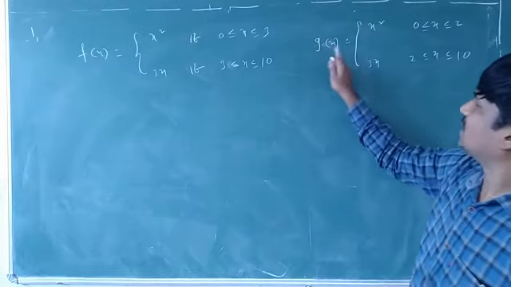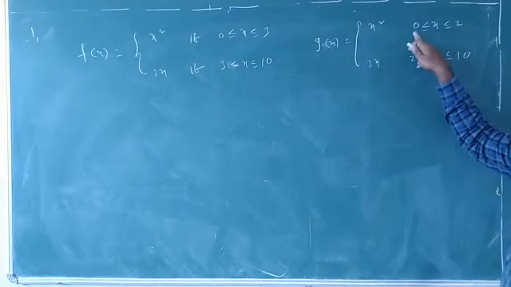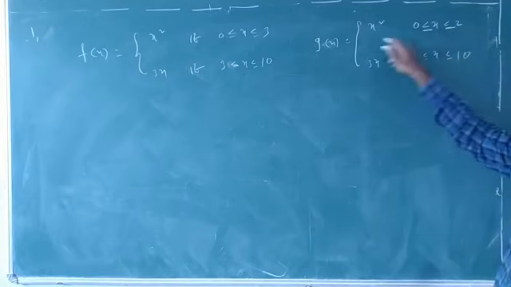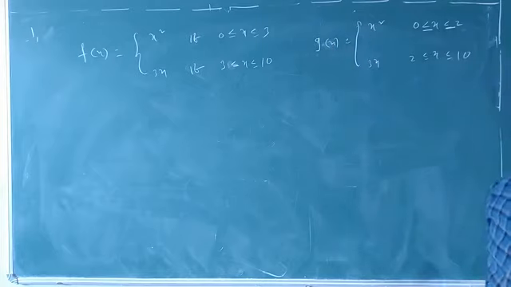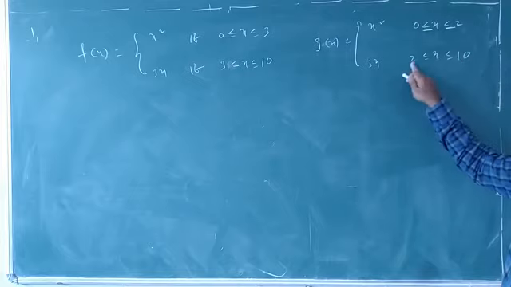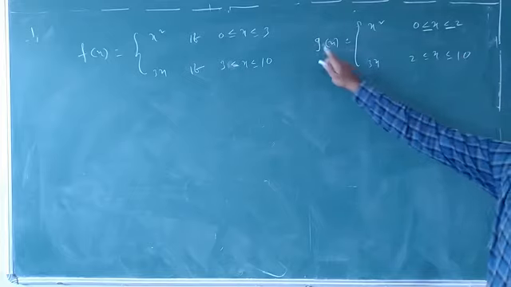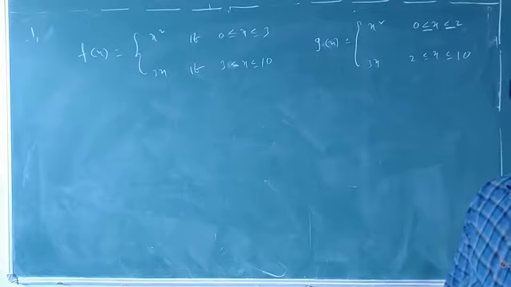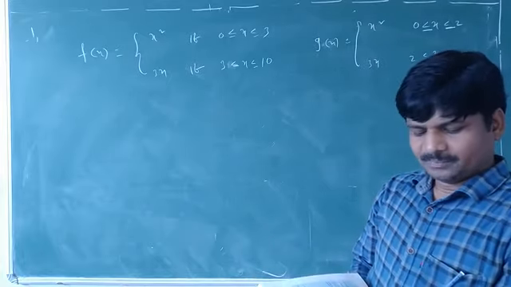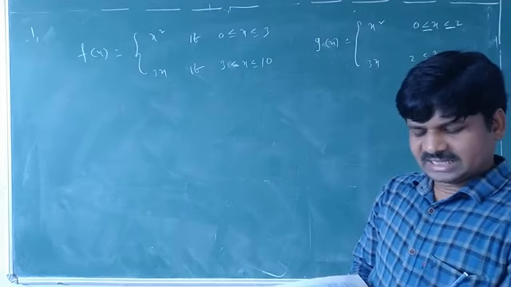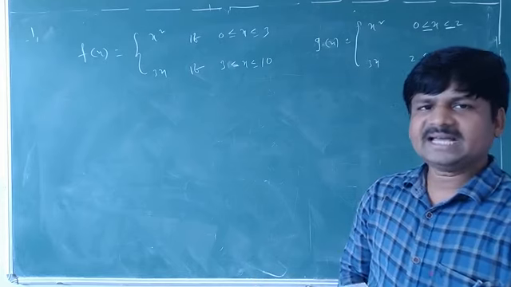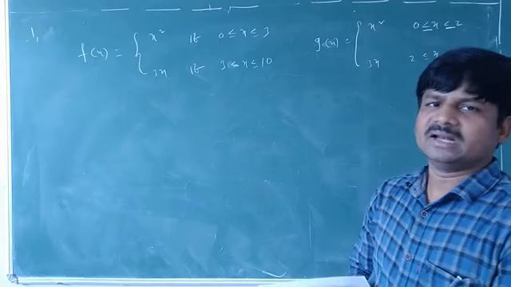So for g, for x values between 0 and 2, including 0 and 2, because equal is there, what is g of x we have to take? x square we have to take. Next, for x values between 2 and 10, including 2 and 10, g of x we have to take 3x. What is asked here? These two are the functions given. Show that f is a function and g is not a function.